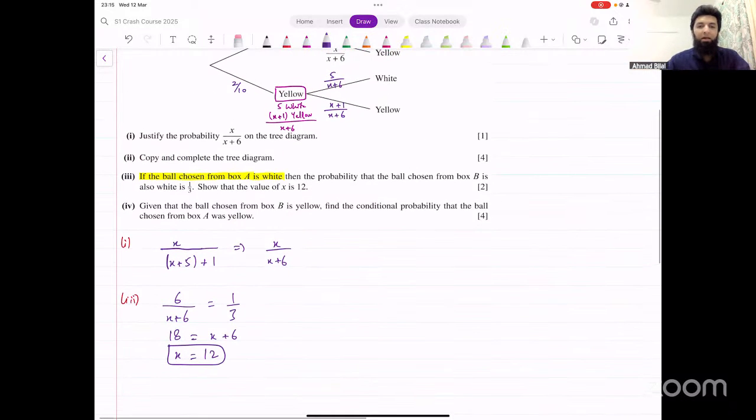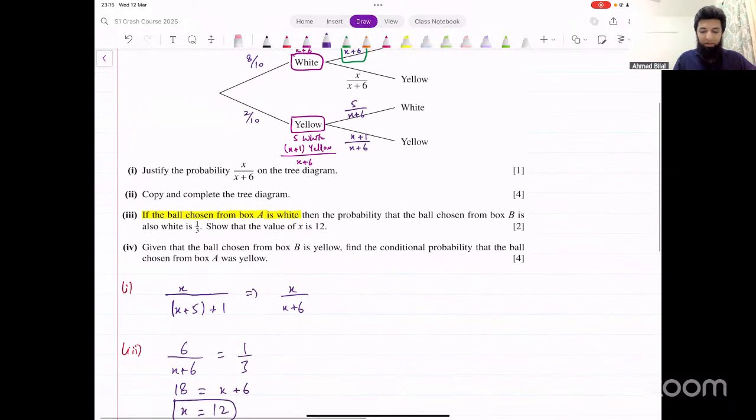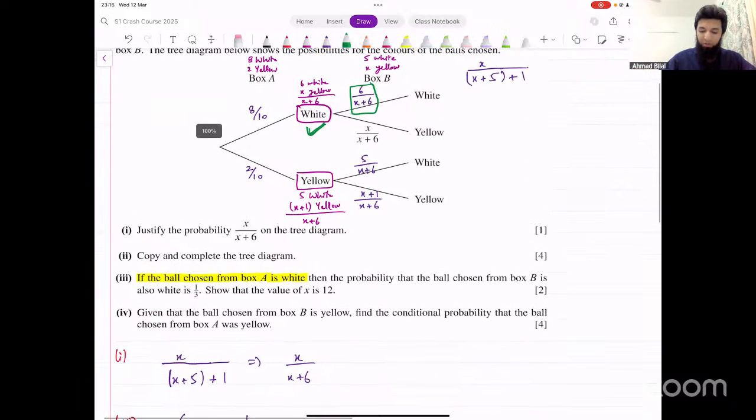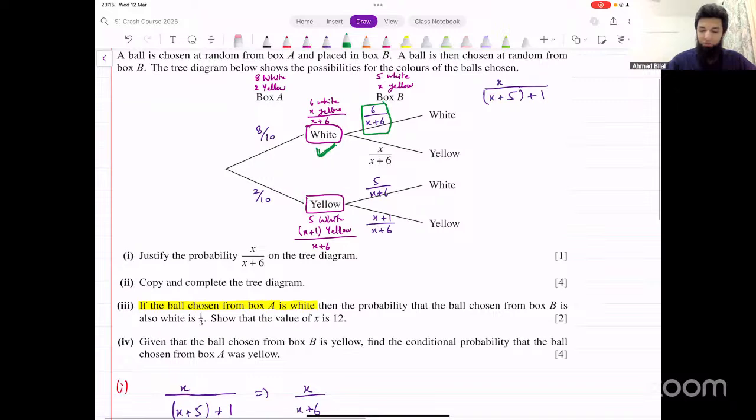Okay. Now, make sure that you understand the statement correctly. It says, if the ball chosen from box A is white, so we already know that we are at this point. Then after this point, what's the probability that the ball chosen from box B is also white? That is 6 over X plus 6. So we are only going to consider 6 over X plus 6 in this case. We are not going to multiply 8 over 10 with that. It's not going to be 8 over 10 into 6 over X plus 6.